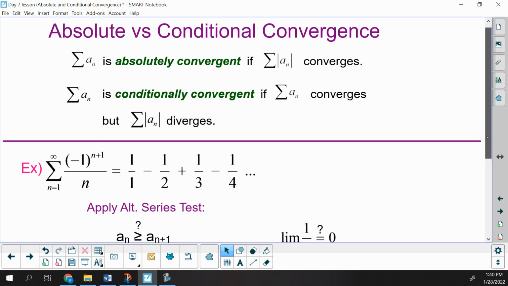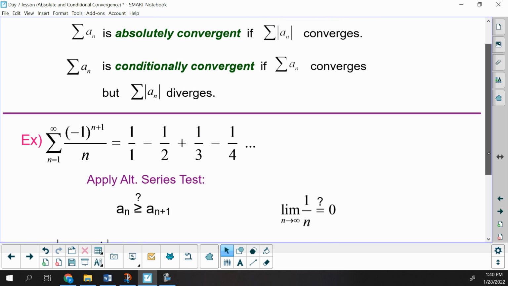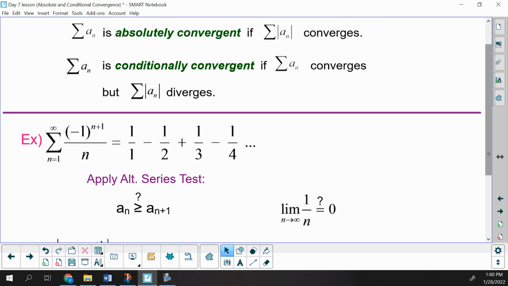So let's look at an example. This is most commonly looked at when you have an alternating series, because the absolute value part of it will switch the negatives to positives. So that's usually where it comes up. So we've got this series here.